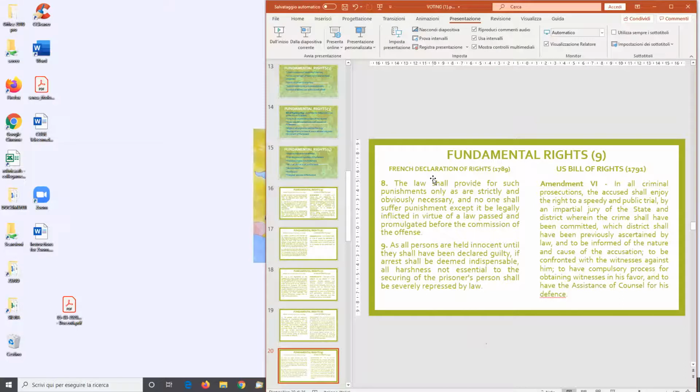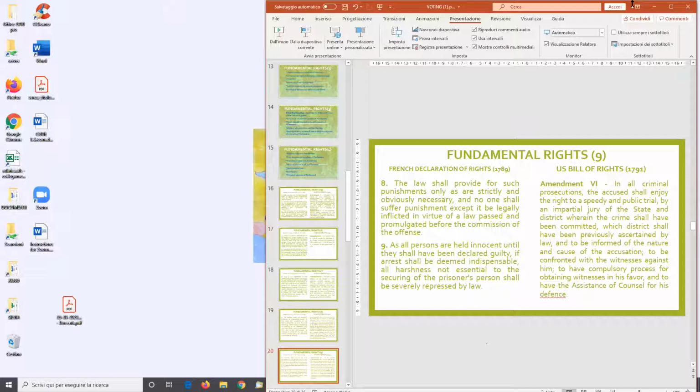Now, let's look at Article 8 of the French Declaration. The law, again, the law is a formal act of Parliament, shall provide for such punishments only as are strictly and obviously necessary, and no one shall suffer punishment except it be legally inflicted in virtue of a law passed and promulgated before the commission of an offense. So this is extremely important.